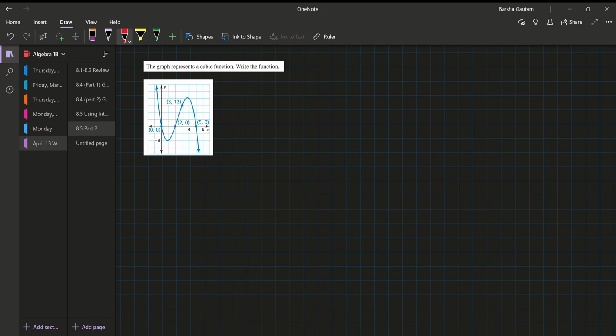Okay. Now this one is a little scary also to look at. It says the graph represents a cubic function. This is what a cubic function looks like. And it asks us to write the function. How are we going to do this? Well, once again, let's look at our graph and observe the information that we're given. We're given (0, 0), (2, 0), (5, 0), and (3, 12). See if there's anything useful in this graph. Pause the video and hopefully see if you can remember anything.